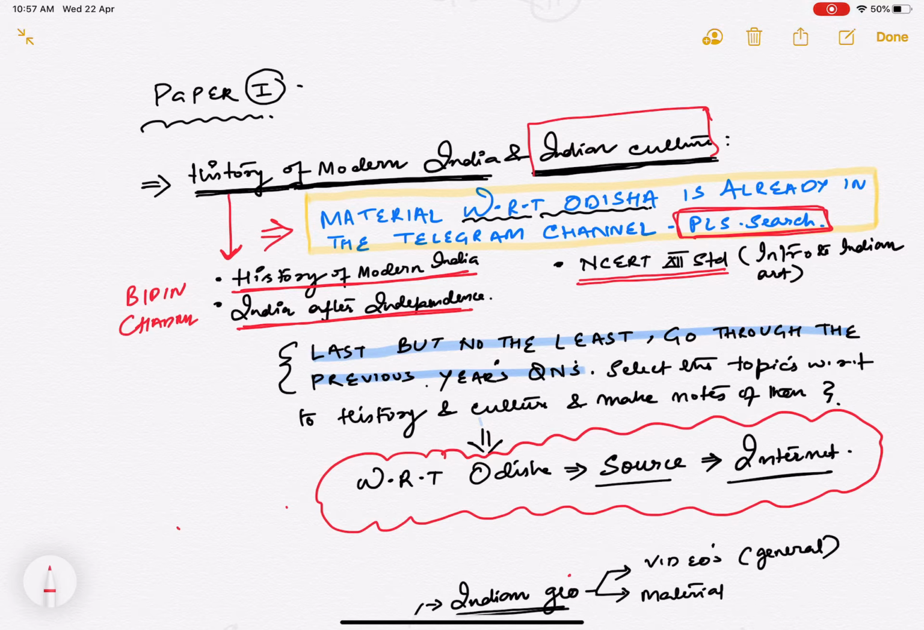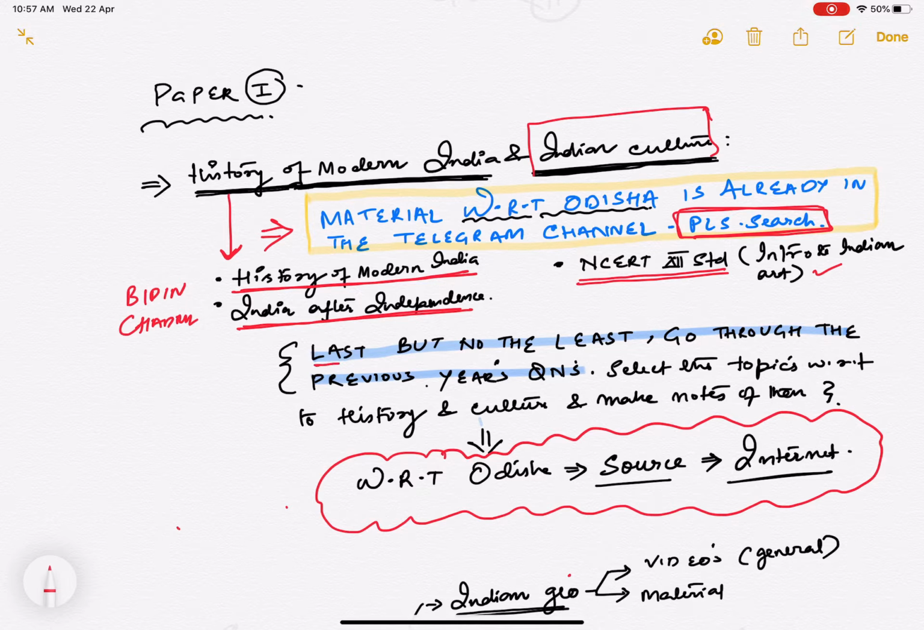Some were asking, sir, should we go for Nitin Singhania or not? So basically I would say a big no. Go for Nitin Singhania if you are preparing for UPSC. If you are not preparing for UPSC, no need to go for Nitin Singhania. You can simply go for this NCERT book. Even this is also necessary for your UPSC preparation.